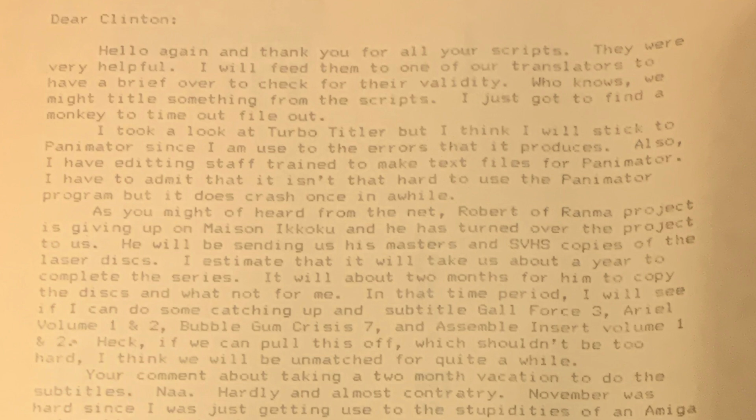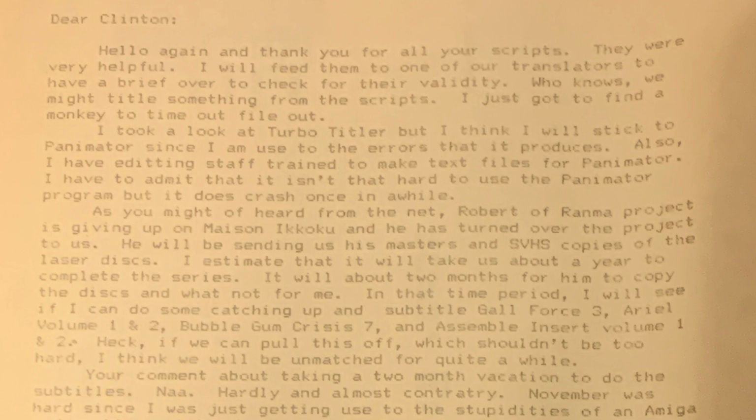At this time, I've also communicated with Robert at Ranma Project, and he's going to stop doing the fan subs for Maison Ikkoku, and he's going to turn the entire project over to us. Since I didn't have the lasers for all of Maison Ikkoku at the time, what he's going to do is make SVHS masters of all 24 lasers of Maison Ikkoku and send them up to us.